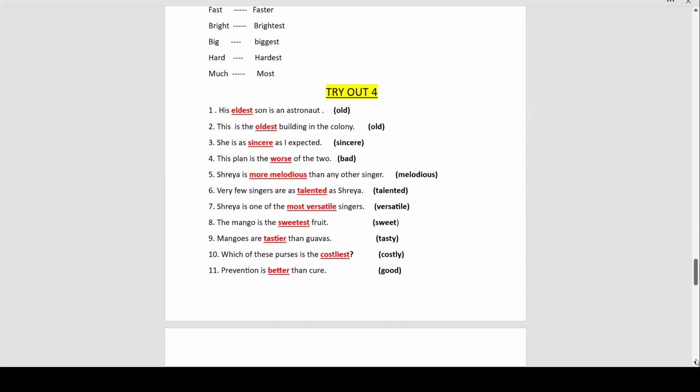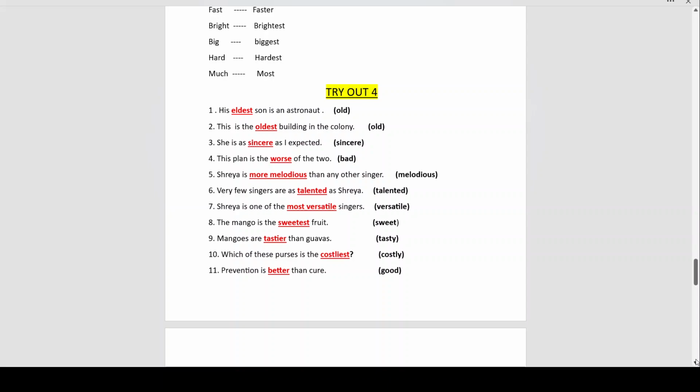Now number 5. Shreya is dash than any other singer. Now, like I told you, there are certain exceptions. Melodious. How many syllables are there in melodious? 3. Melodious. So what happens to the comparative degree? It becomes more. Shreya is more melodious than any other singer.